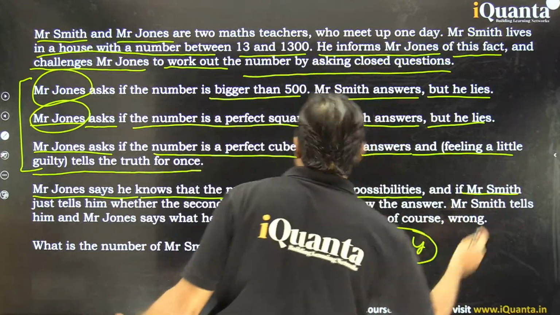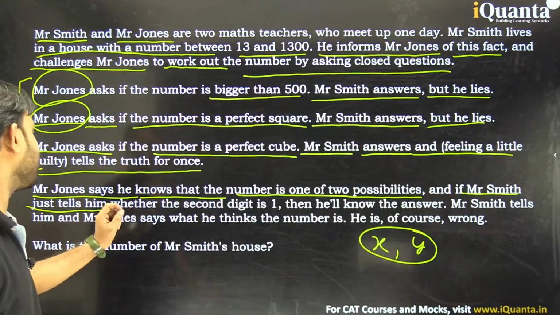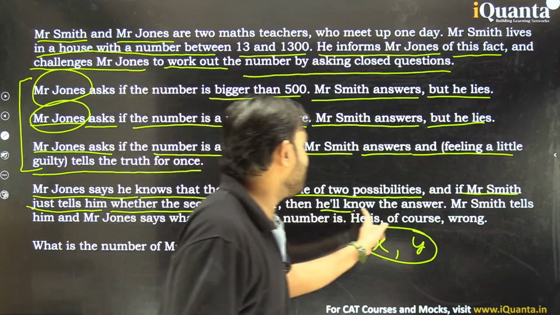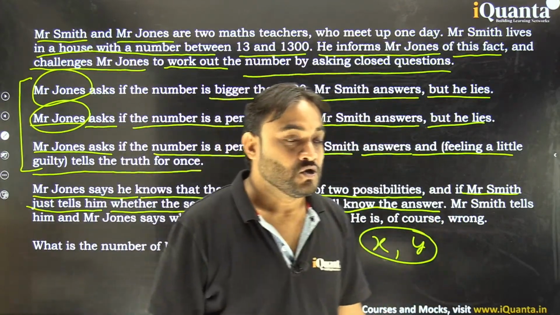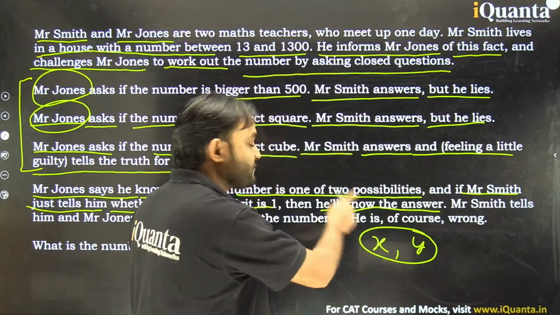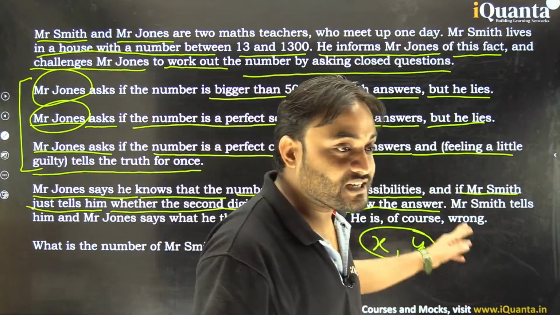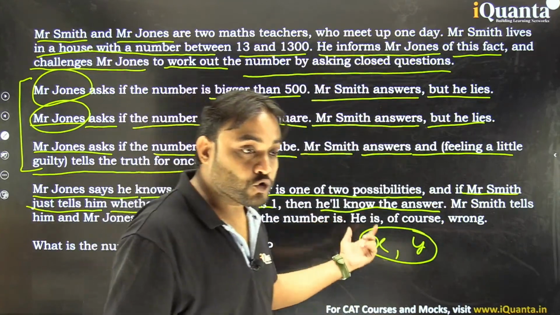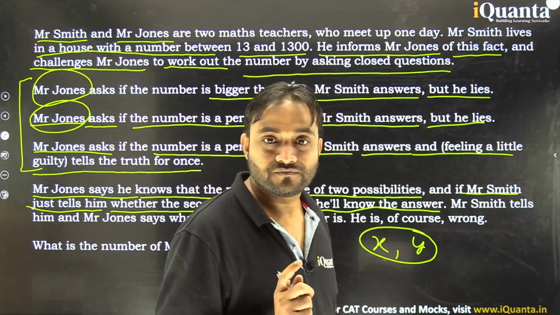And if Mr. Smith just tells him whether the second digit is 1, then he will know the answer. So what do you understand from this? Can we say that both of these numbers have 1?